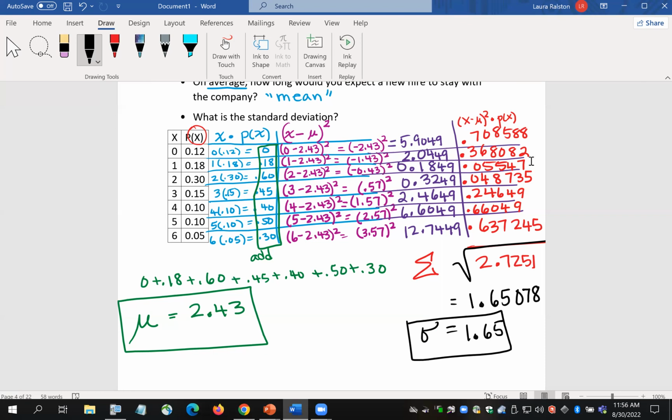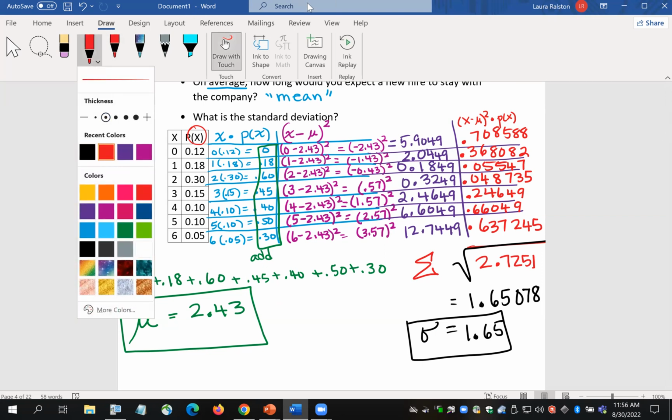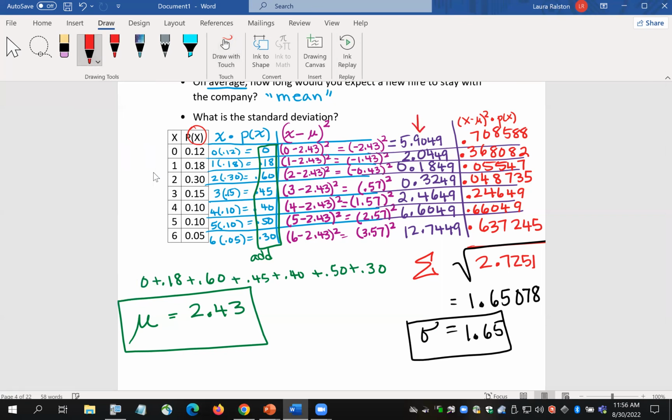Hey, Ms. Ralston, that last column, it's taking that times the p of x? Yeah, I'm doing this number times this number. Okay. And then you add those all together and then take the square root. Yes, ma'am. Gotcha. Thank you. Other questions?